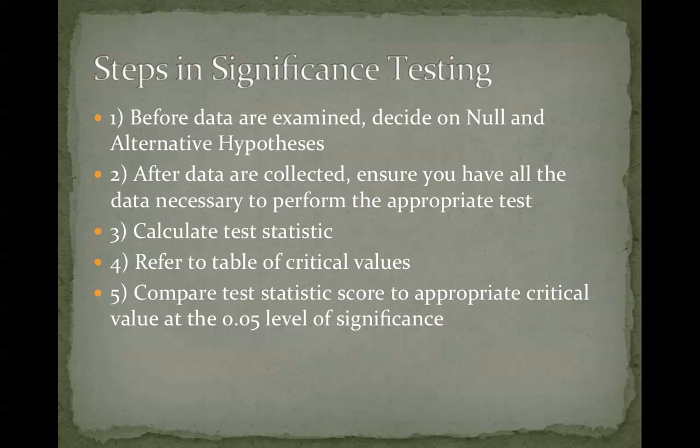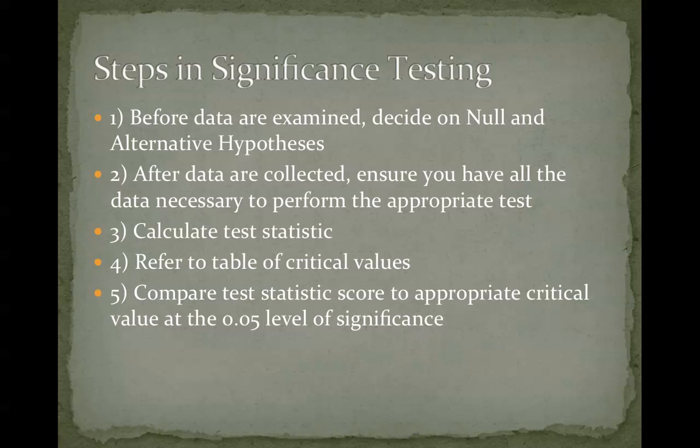And then once you calculate the test statistic and you get an actual value at the end, so a chi-square score, then you compare that score to a table which has a bunch of critical values on it. And I'll talk about what those all are in a second too. And once you compare that score to the appropriate value at the 0.05 level of significance, you can decide whether you can accept or reject the null hypothesis.